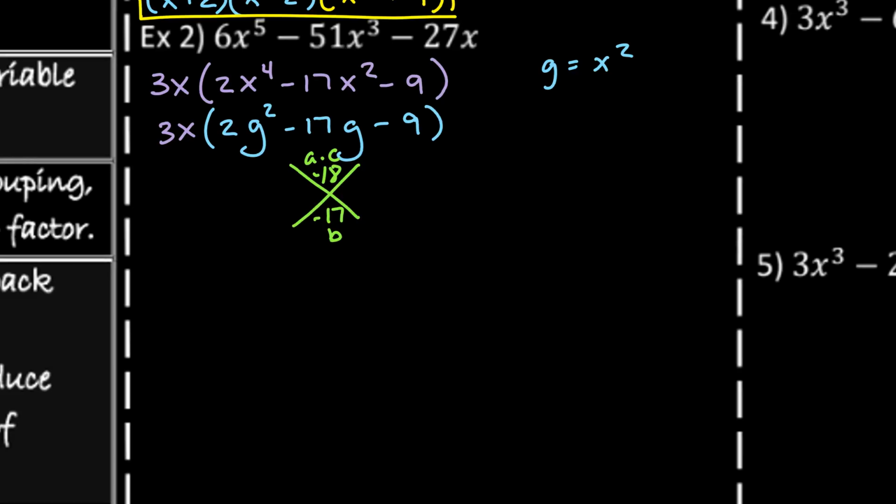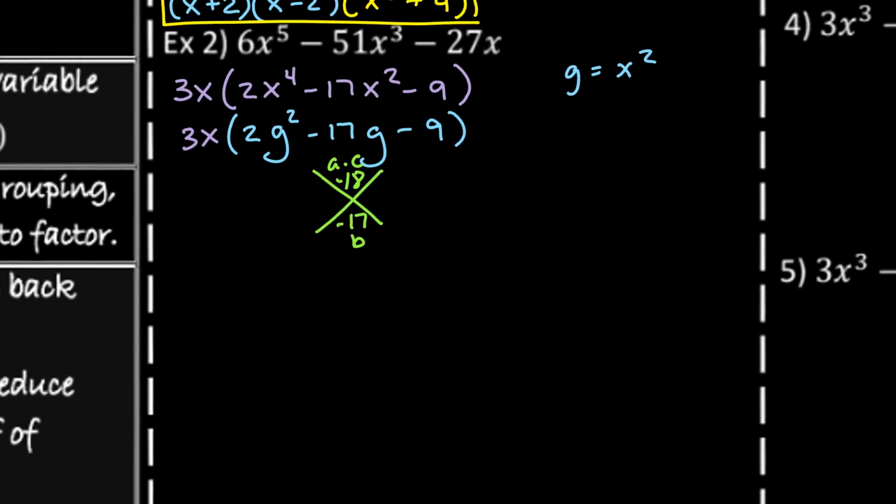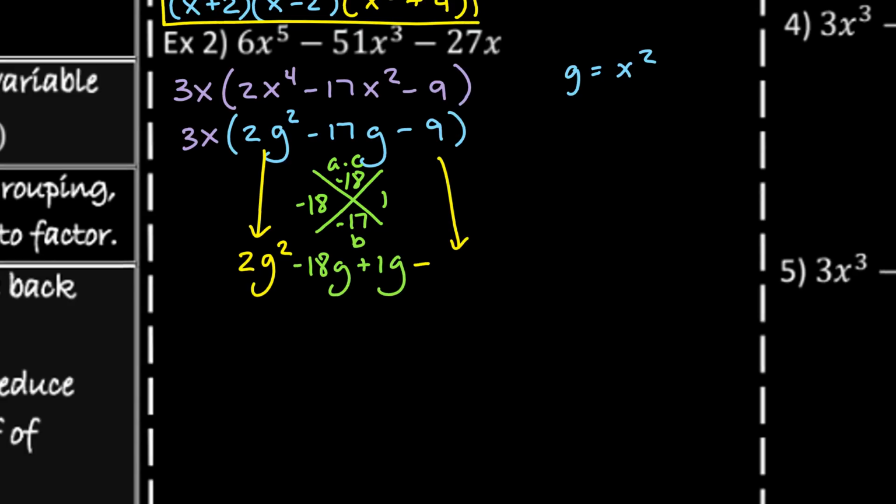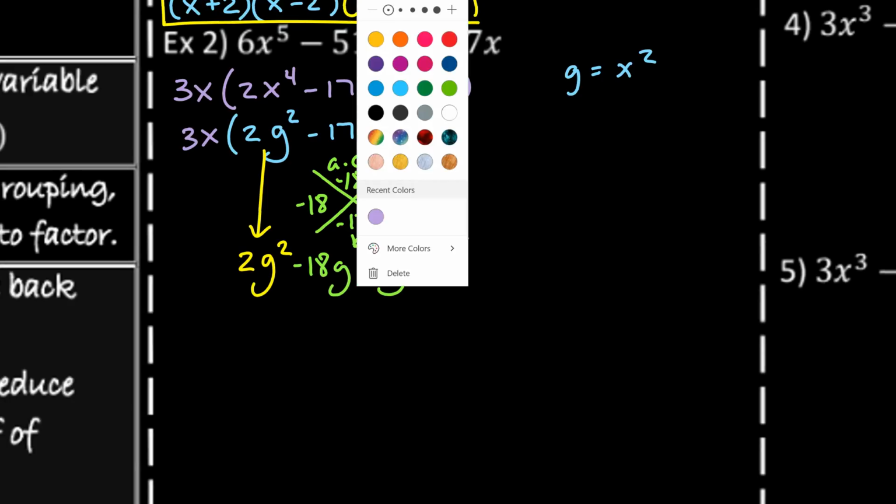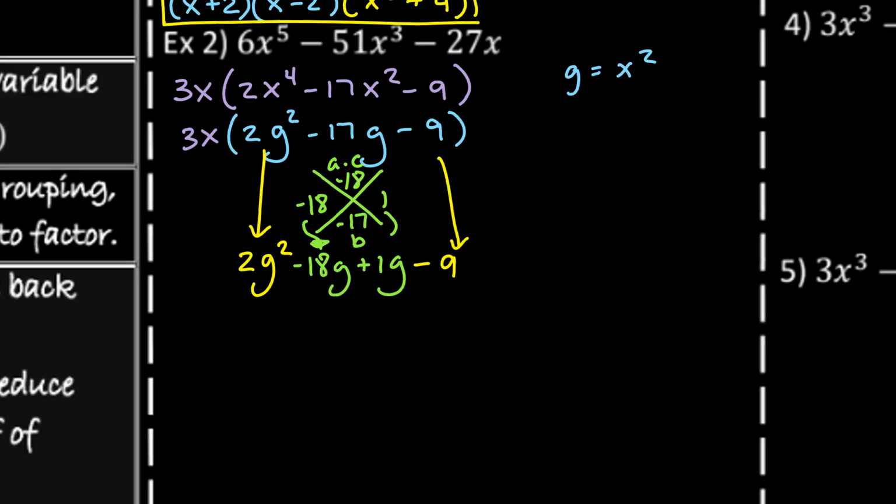What 2 numbers multiply to get negative 18 but add to get negative 17? Negative 18 and positive 1. Are these our factors? No, why not? We have something in front of g squared, so we have to pull down. Now what do we do? Right, we have to factor by grouping here. So now we have 4 terms. Now we're factoring by grouping.